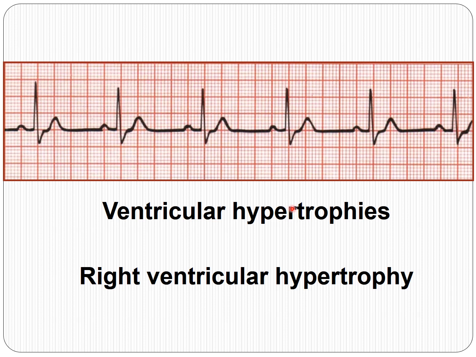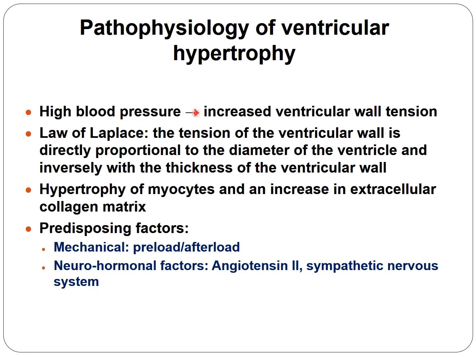Next, we will talk about ventricular hypertrophies. We will start with right ventricular hypertrophy. Ventricular hypertrophy occurs mostly with high blood pressure.